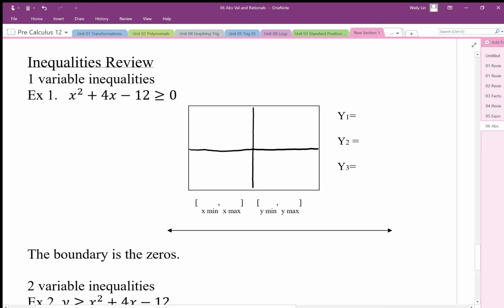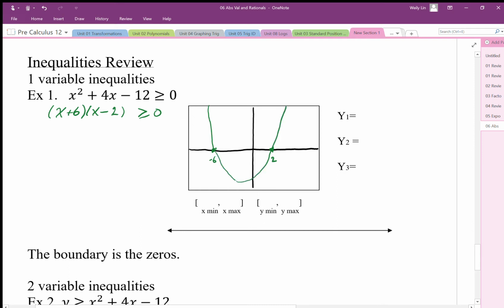Okay, so I'm going to factor this because zeros are always going to be important. So x plus 6, x minus 2 is greater than or equal to 0. Okay, so what that means is I have zeros at -6 and +2. Okay, and it's a parabola that basically goes through like that.